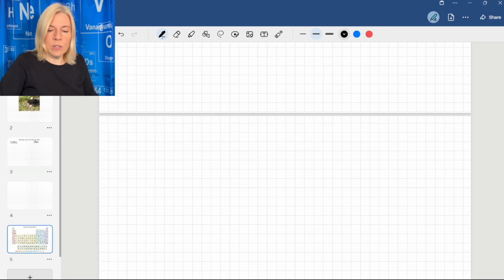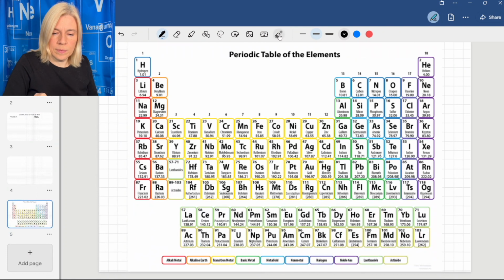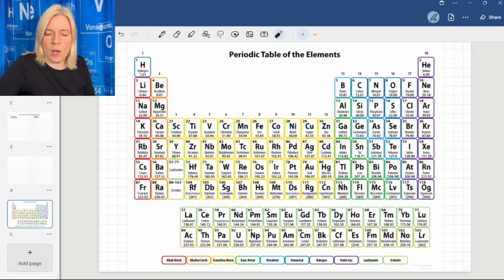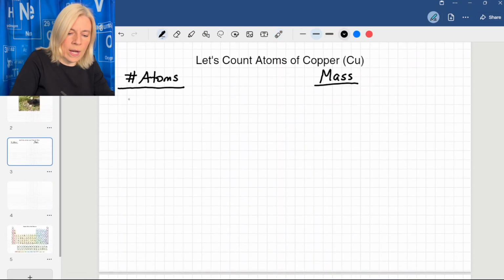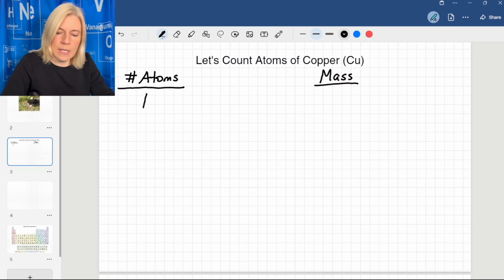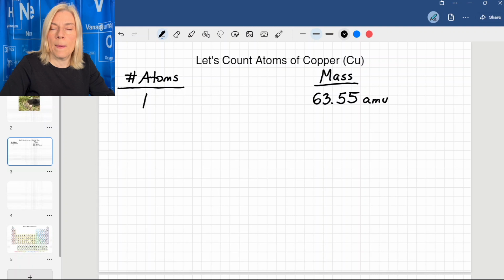Now, we're going to look at our periodic table. Copper is right here, and we can see that the mass of copper is 63.55. But what do I mean, mass of copper? Well, we can look at our periodic table and we can say 1 atom of copper is 63.55 AMU. So let's write that. So our 1 atom of copper is 63.55 AMU. AMU stands for atomic mass units.